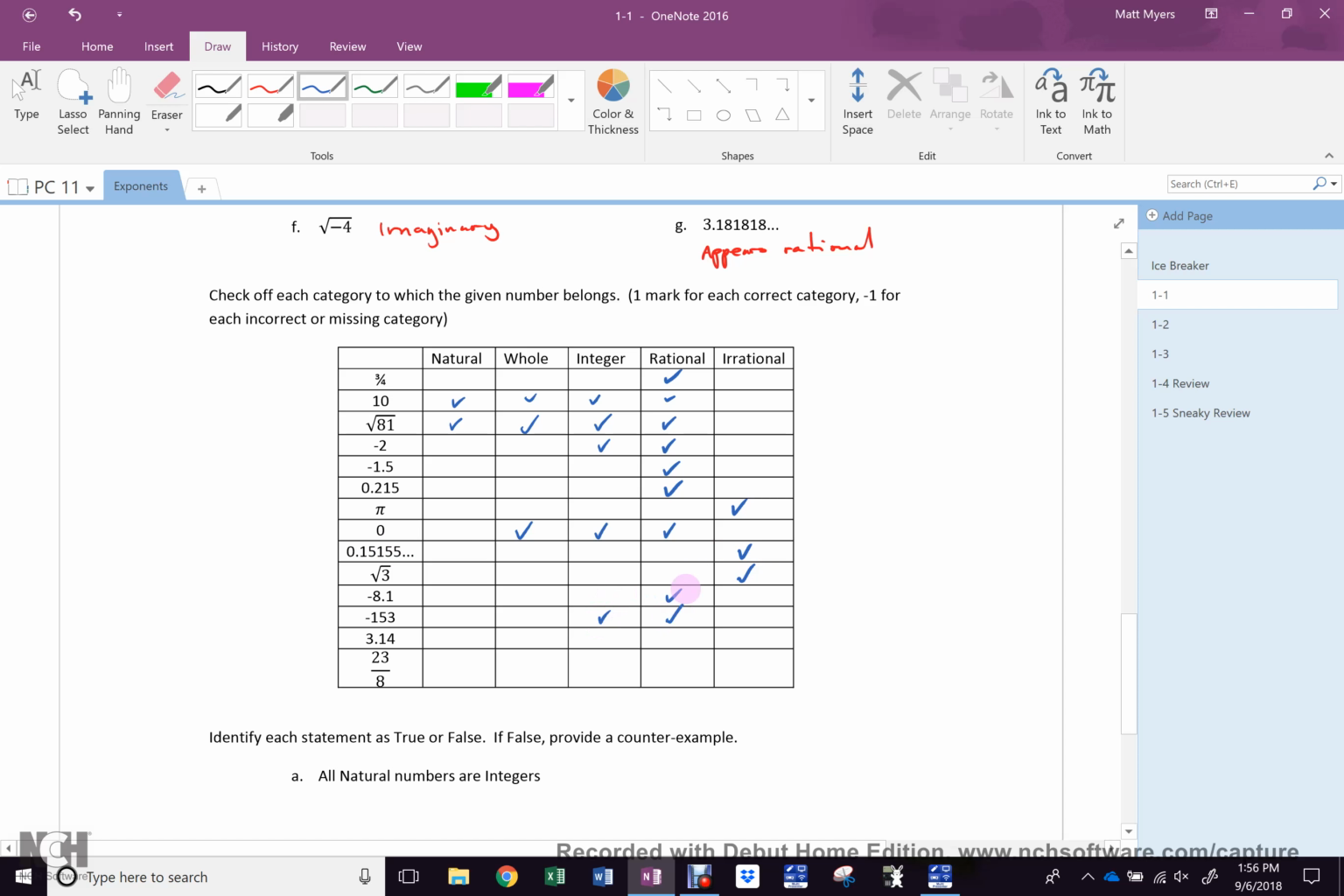Integer and rational. 3.14. Rational. I didn't fool anybody because that's not really pi. 23/8. Rational. So if you got a perfect score, you got 8, 9, 10, 11, 12, 13, 14, 15, 16, 17, 18, 19, 20, 21, 22, 23, 24.